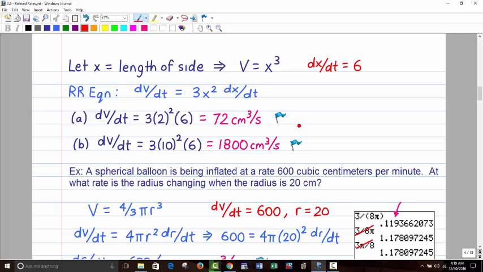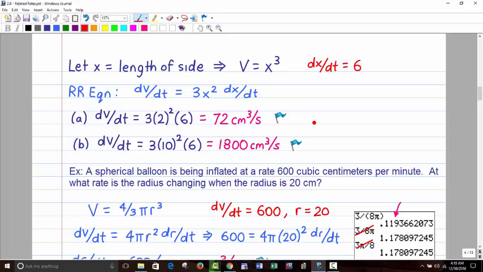And that means the rate of change of the volume, when it's at 2 centimeters, is increasing at 72 cubic centimeters per second. And then for the next one you put in 10, it's 1800 cubic centimeters per second. So naturally the rate of change of the volume would be a lot larger, because the actual volume of the cube is going to be a lot larger. So therefore its rate of change would be larger.